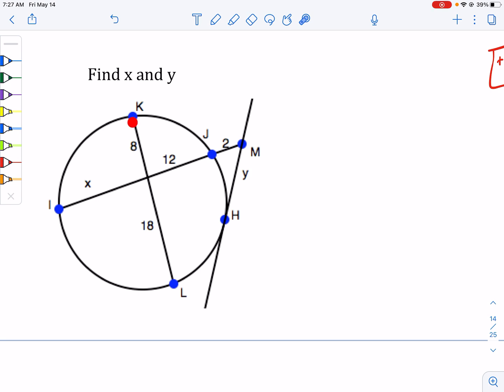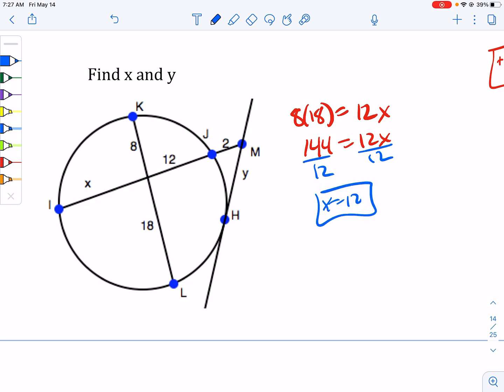All right, so on the interior, you're doing the part times the part. So 8 times 18 equals the part times the part, so 12x. So if we do 8 times 18, that gives us 144 equals 12x. So we're going to divide by 12. So x is 12.